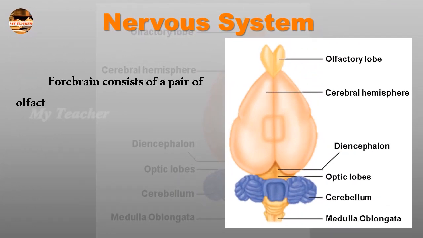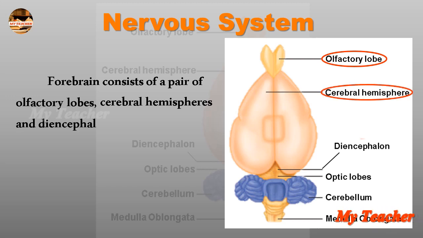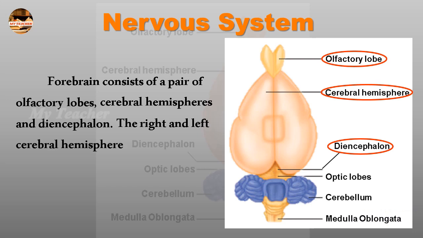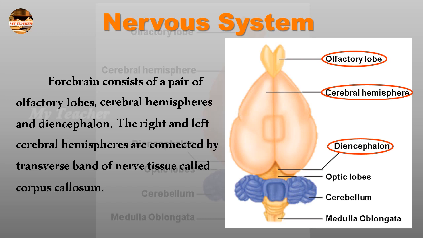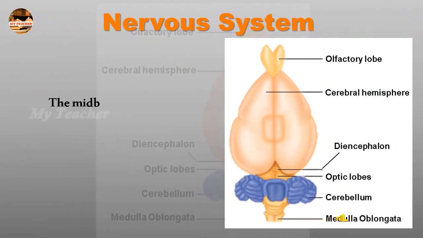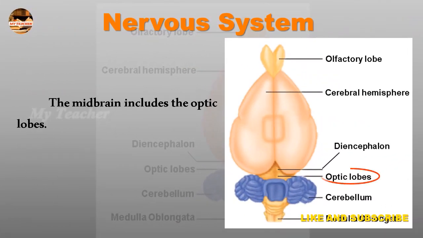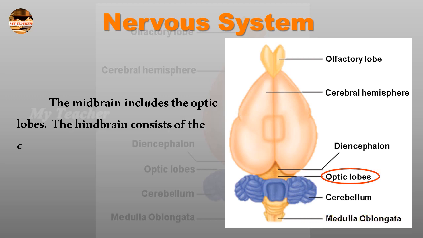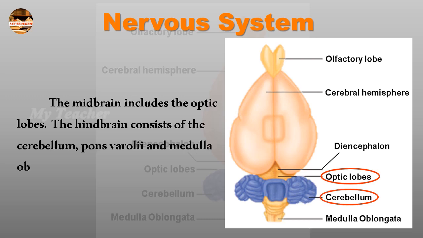Forebrain consists of a pair of olfactory lobes. They are related to sense of smell. Then cerebral hemispheres and diencephalon. The right and left cerebral hemispheres are connected by a transverse band of nerve tissue called corpus callosum. The midbrain includes the optic lobes. They are related to vision. The hindbrain consists of the cerebellum, pons varolii and medulla oblongata.